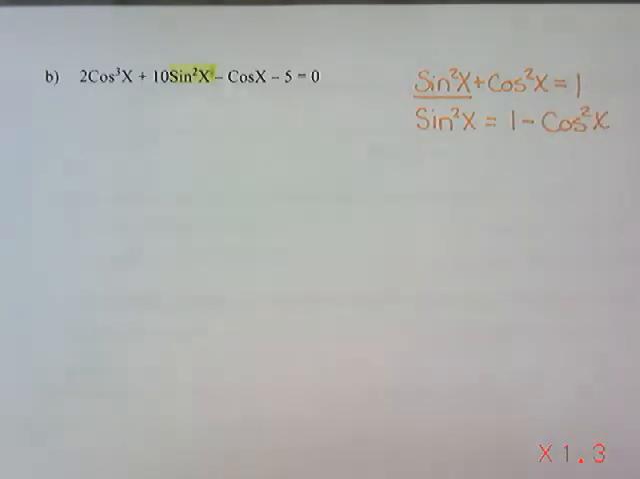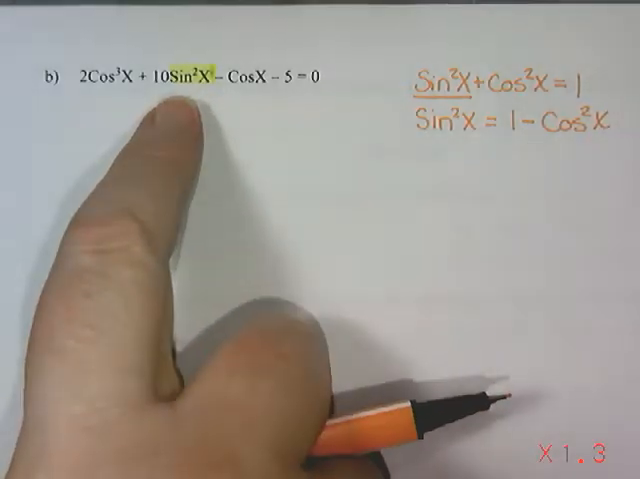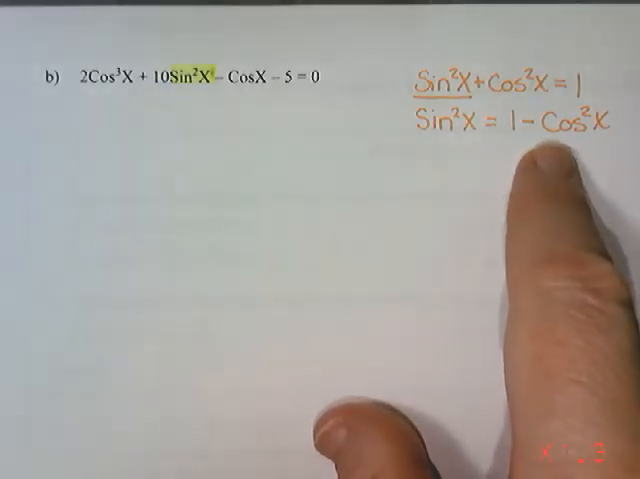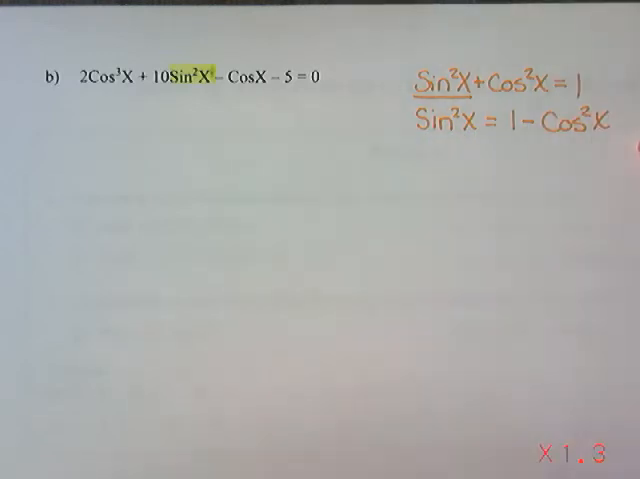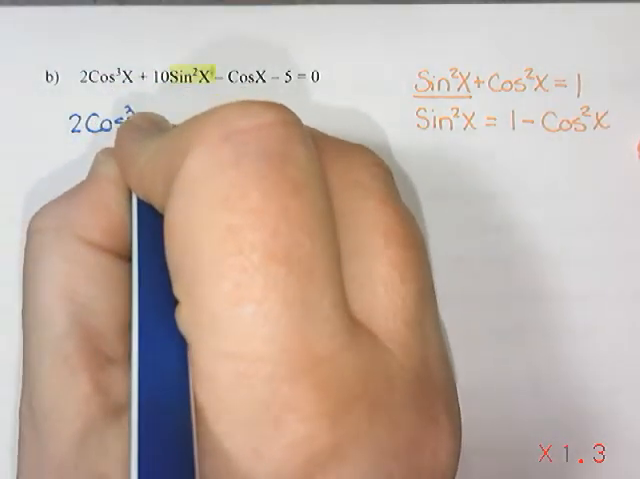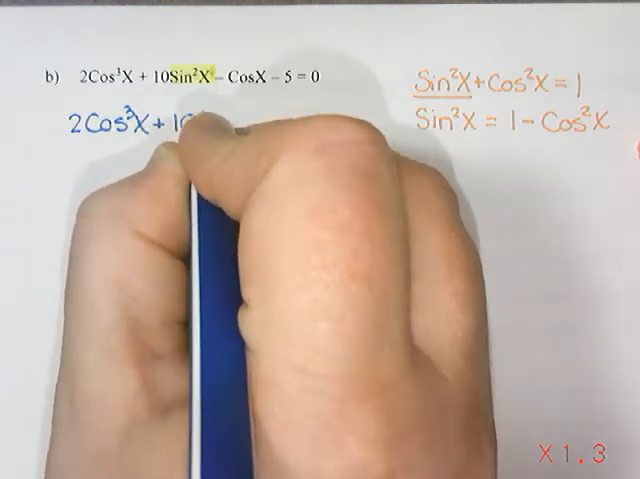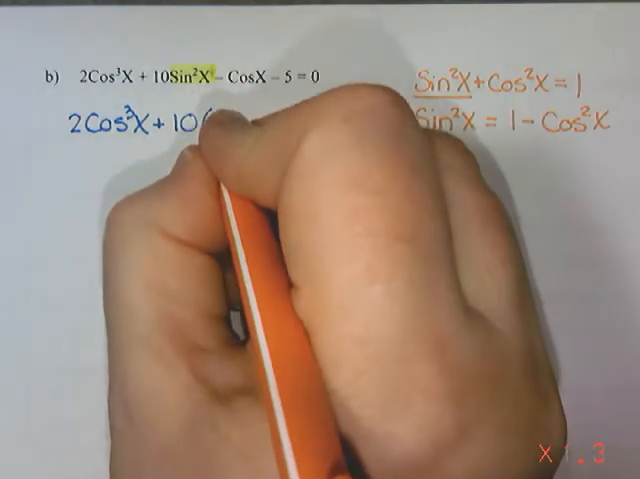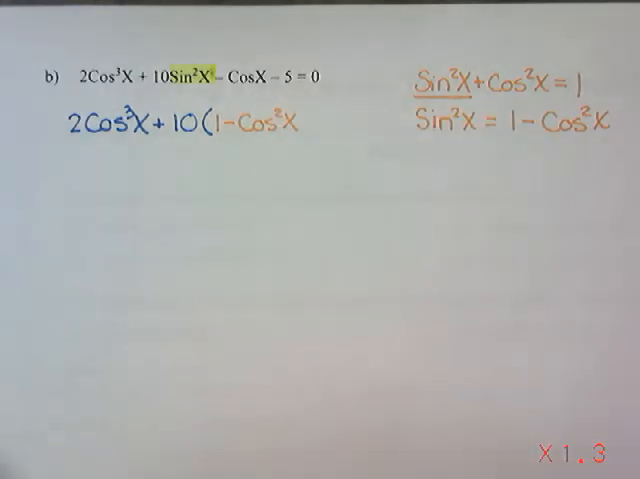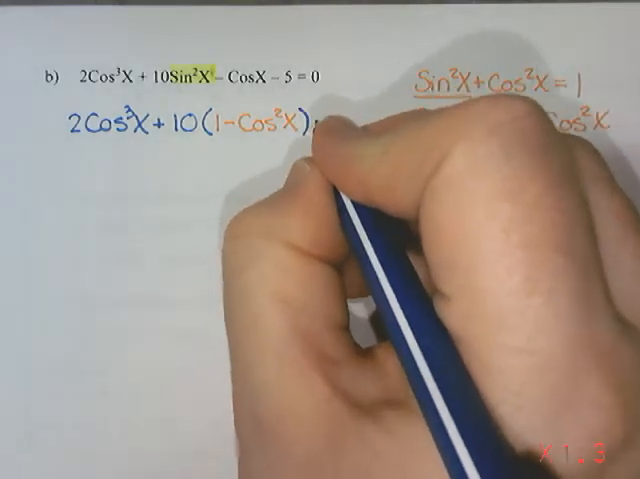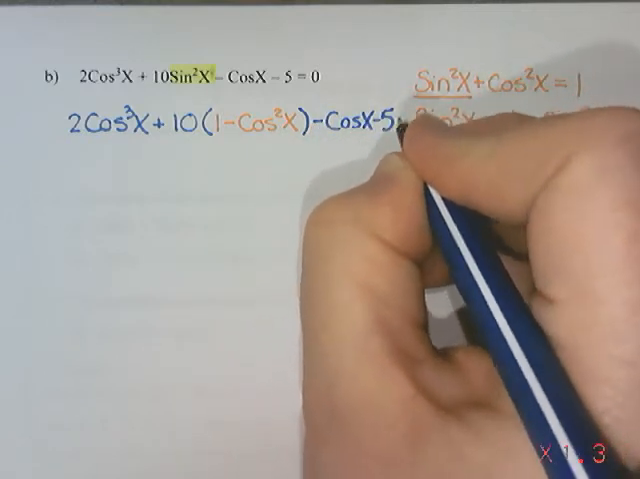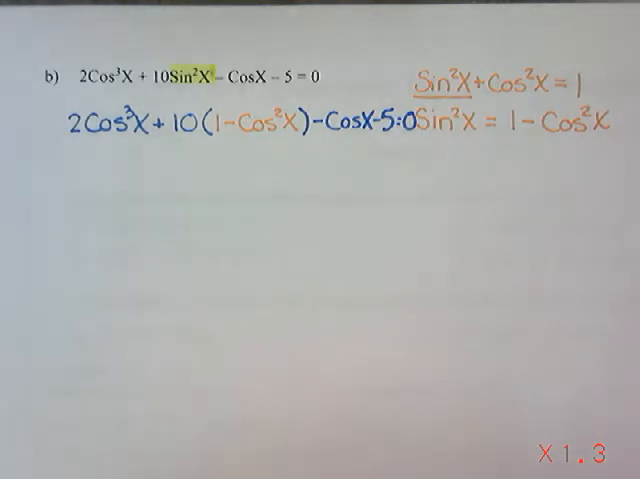And then what I'm going to do is take out sine squared x and put in 1 minus cos squared x. So this is going to become 2 cosine cubed x plus 10 times 1 minus cosine squared x. We're taking out the sine squared, putting in 1 minus cosine squared. And then that is still minus cos x minus 5. I did not give myself enough room, equals 0.